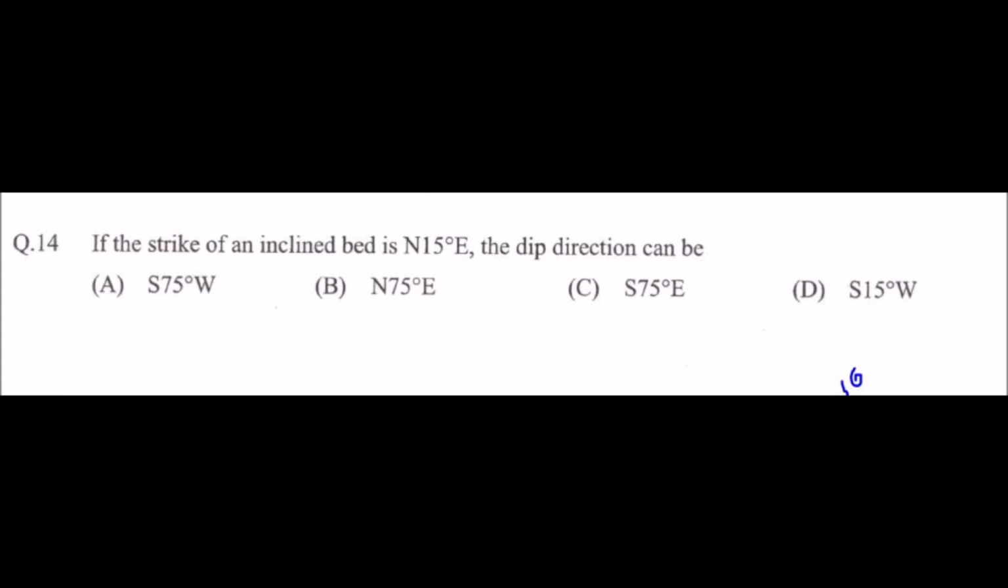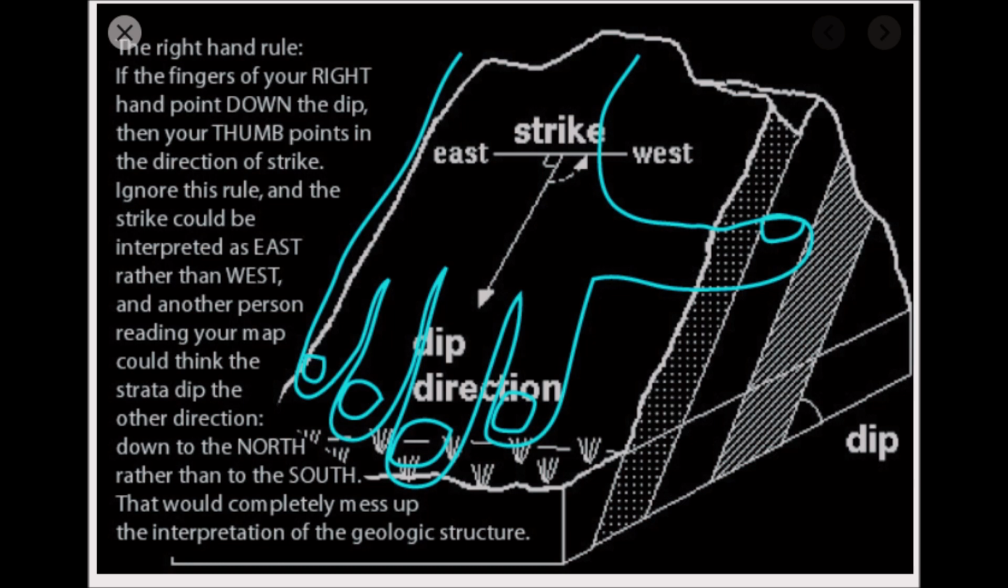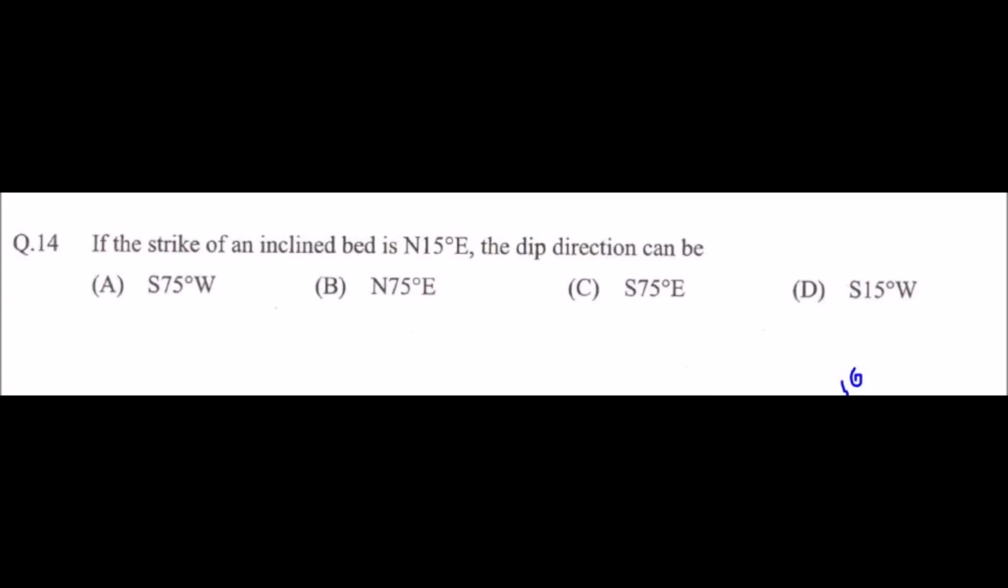Always remember that the right hand thumb points in the direction of your strike. It gives the trend of the strike, and your fingers are lying on the dipping bed. So its answer is C, south 75 degree east.